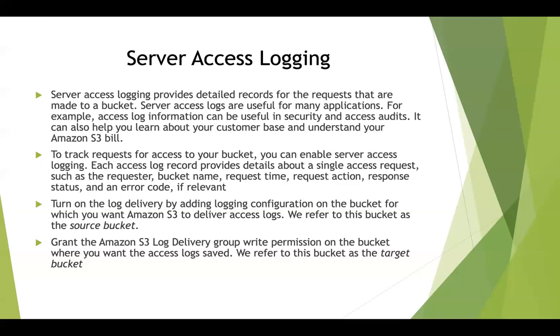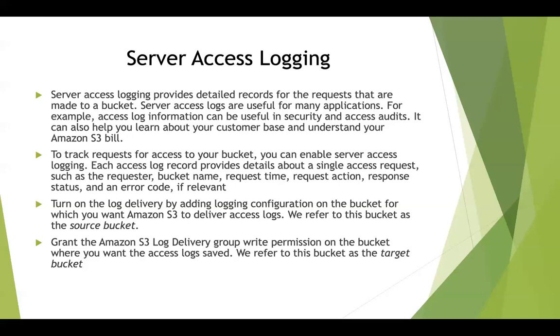To turn on log delivery by adding a logging configuration on the bucket, we have to go to an S3 bucket, click on Properties, click on Server access logging, and then present an S3 bucket where you'll be storing all the logs. For that particular bucket where you'll be storing all the logs, we need to grant the S3 log delivery group write permissions on the bucket where you want the access logs to be saved. We refer to this bucket as the target bucket.